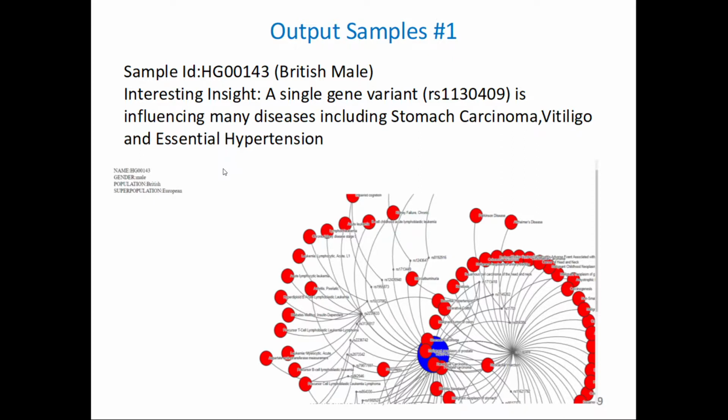I will show this again when I do a walkthrough of my code. But on a high level, the big blue circle is a person. These small gray pinpoints are the genes, and the red circles are the diseases. And as you can see in this case, a single gene is affecting and causing an influence on many diseases, and that's one of the interesting insights I got from doing this project.